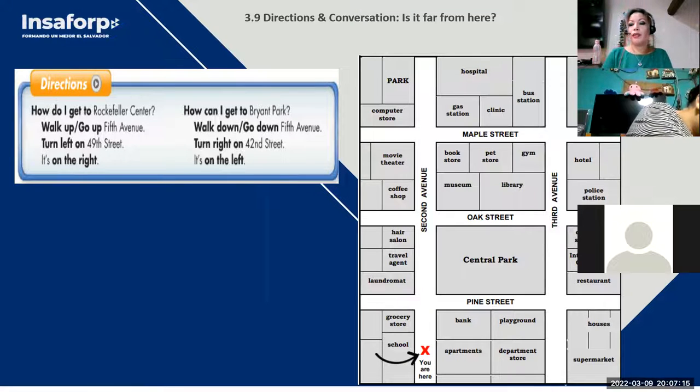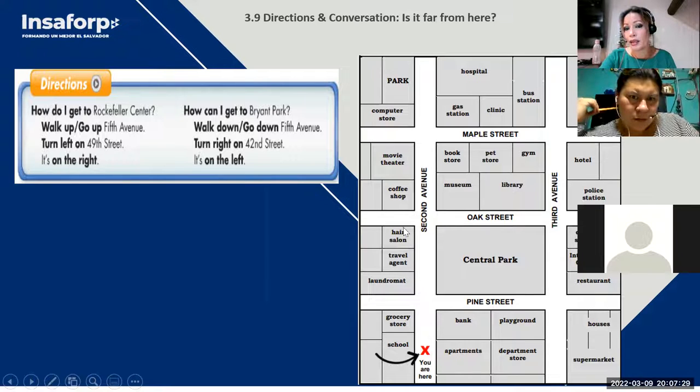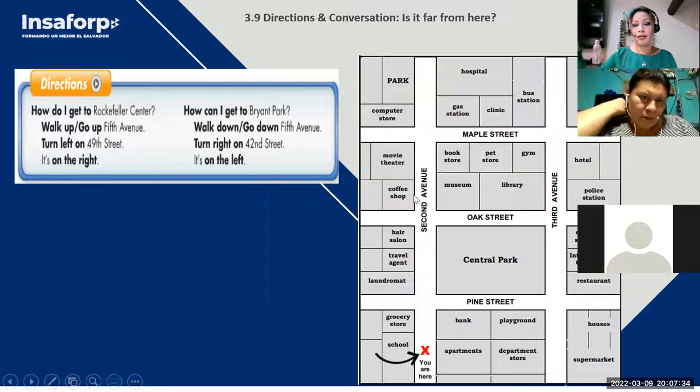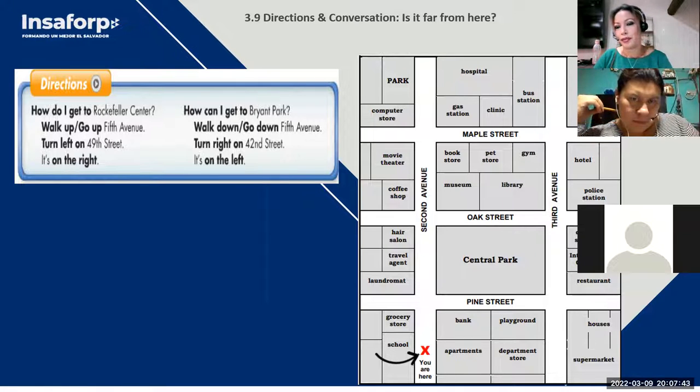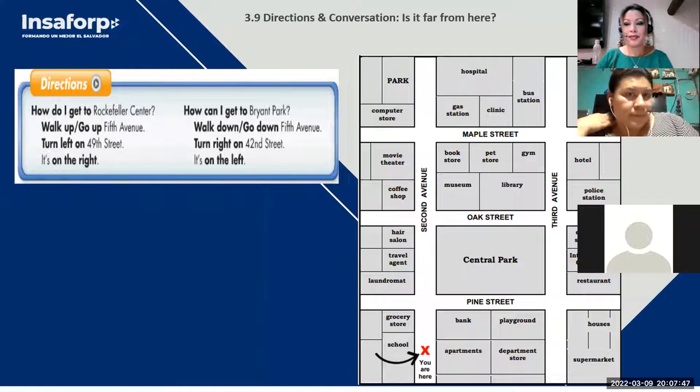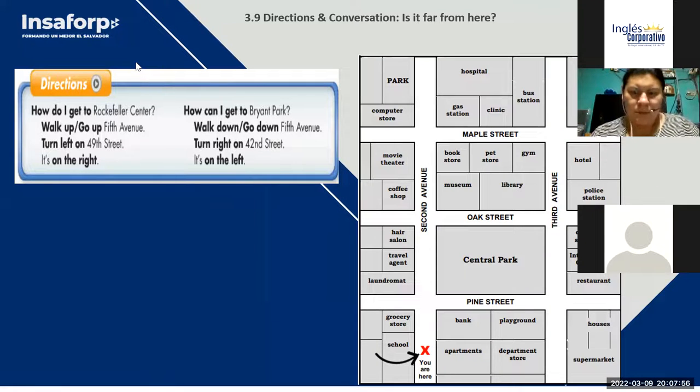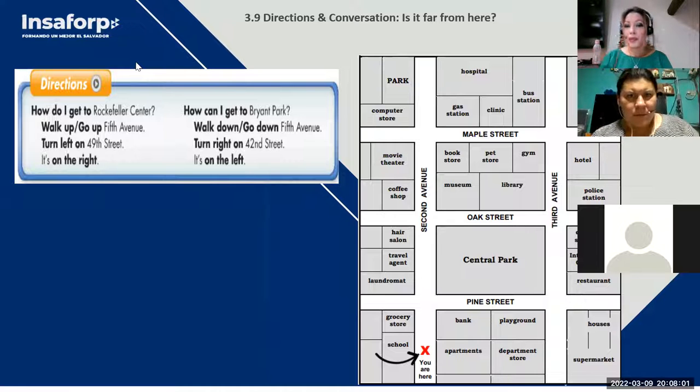Preguntándole, por ejemplo, yo le pregunto a Nancy, how do I get to the clinic? Ya Nancy me puede decir, walk up Second Avenue. Y de ahí me diría, turn left on Maple Street. Y ahí me puede decir, está entre la gas station y la bus station. The clinic is between the gas station and bus station. Excellent. Very good. Así sería.